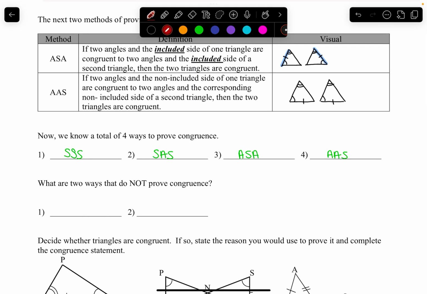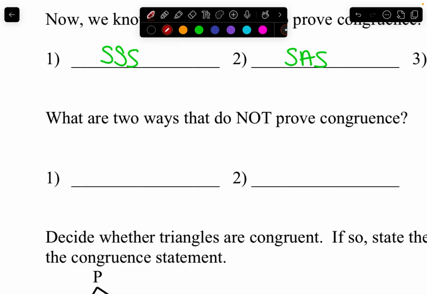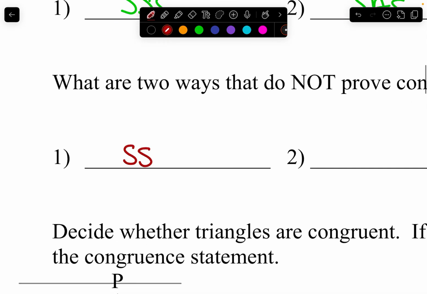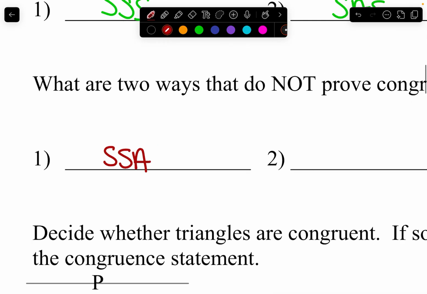And then in the last set of notes, we talked about 2 ways that do not prove congruency. And that is going to be side, side, angle, and angle, angle, angle. Now, I didn't mention this in the last set of notes, but the way that you can remember this is that it is a bad word spelled backwards. So just rearrange the letters, and if you see that bad word, it doesn't prove triangles are congruent. But that's why we don't say angle, side, side. We say side, side, angle, okay?